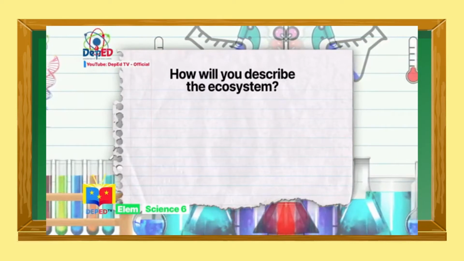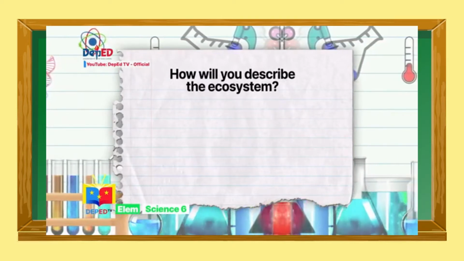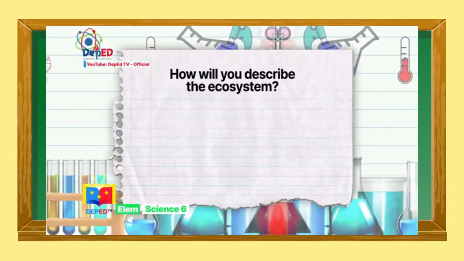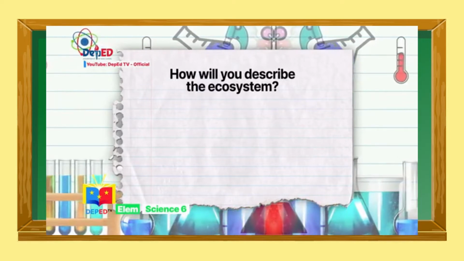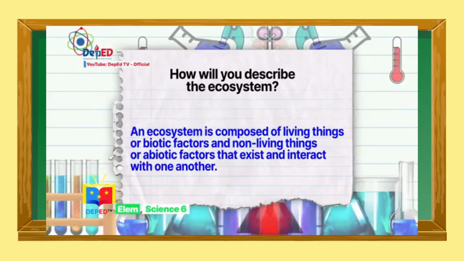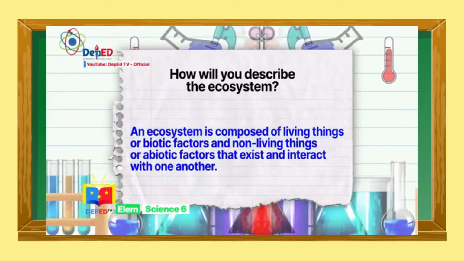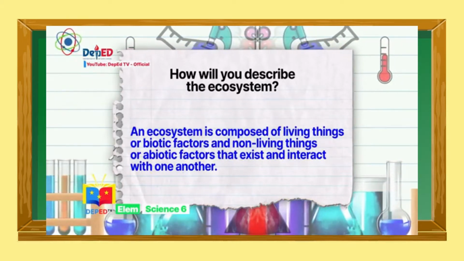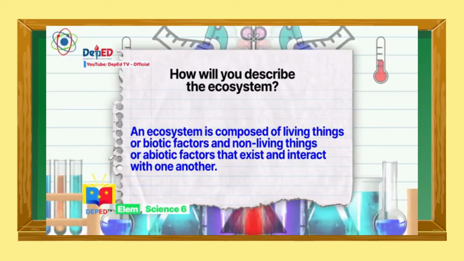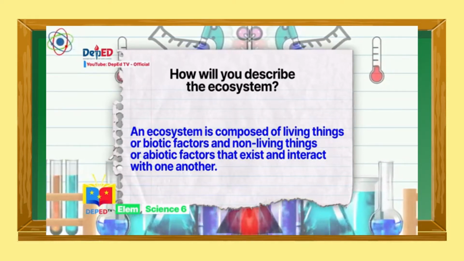Number 2. How will you describe the ecosystem? That's great. An ecosystem is composed of living things or biotic factors and non-living things or abiotic factors that exist and interact with one another.